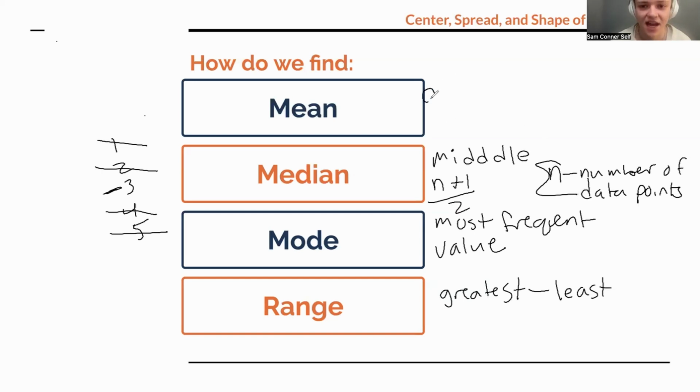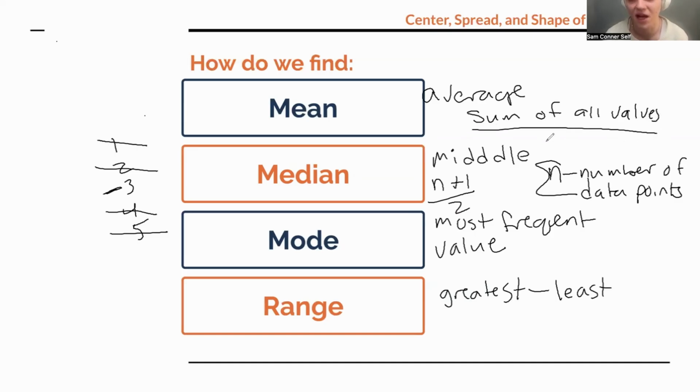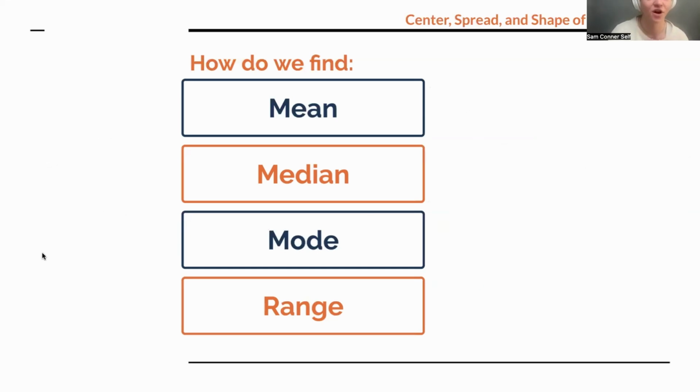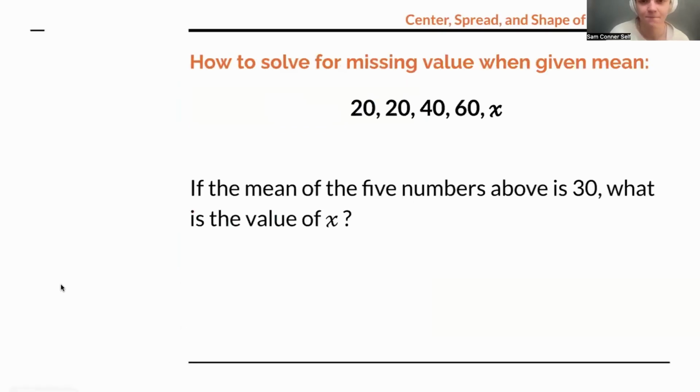And then mean is the average. And it's going to be the sum of all values divided by n, or the number of data points. All right. Again, these all should be pretty familiar to you guys from algebra and pre-algebra, but we're going to do some practice problems just as a refresher and get you guys in the swing of things.